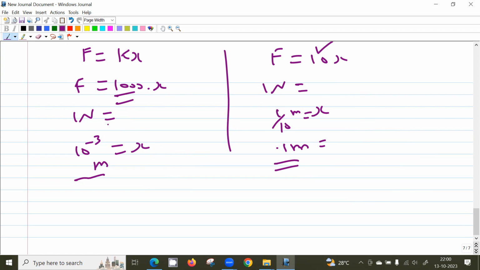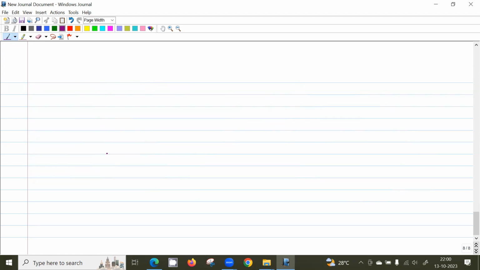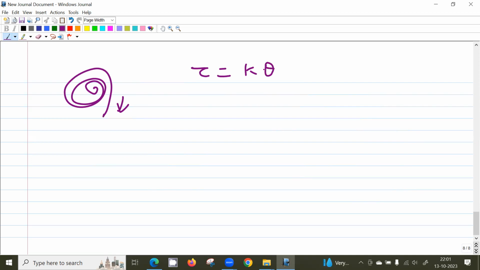Similarly for a spiral spring, this was a linear spring where I'm applying a linear force. For a spiral spring, it will be like this. So I'll be applying a torque either this way or that way. When I apply the torque, it will get wound. So the applied torque is proportional to the amount of winding, K into theta. So if the torque is small, K should be small for theta to be an appreciable value. If K is large, theta will be very small, which is not easy to measure.